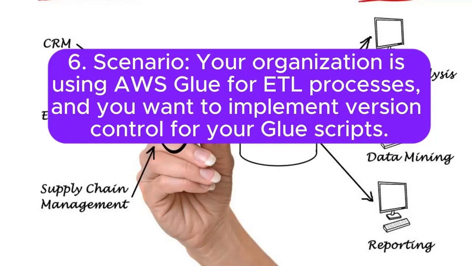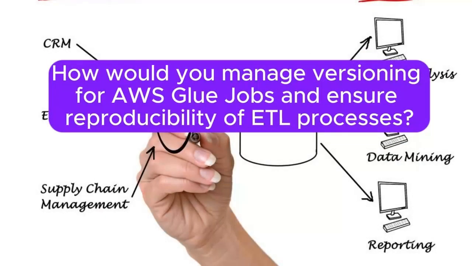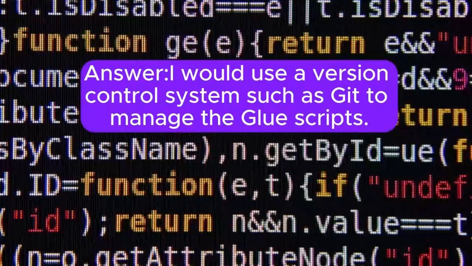6. Scenario: Your organization is using AWS Glue for ETL processes, and you want to implement version control for your Glue scripts. How would you manage versioning for AWS Glue jobs and ensure reproducibility of ETL processes? Answer: I will use a version control system such as Git to manage the Glue scripts.